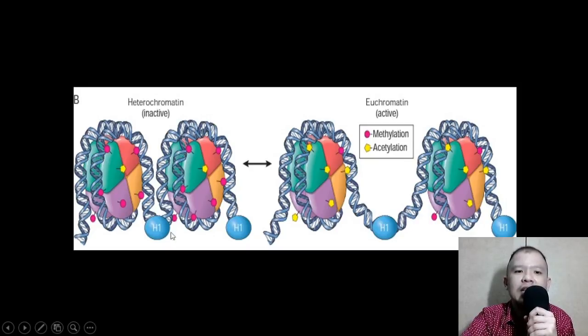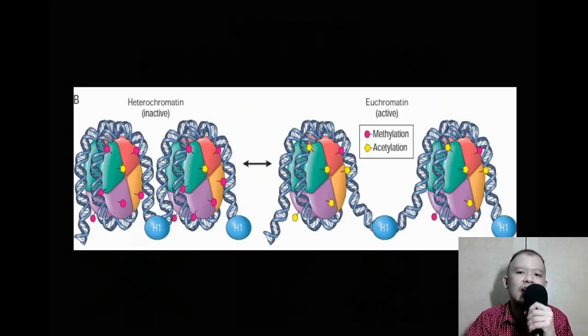The heterochromatin cannot be translated because it is in the clump form, and these are what maintain it in the clump form. If you take note, you have lots of methyl groups here in the histone. And in the euchromatin, you see lots of acetyl groups here, the yellow one. That's why it promotes relaxation of the DNA.